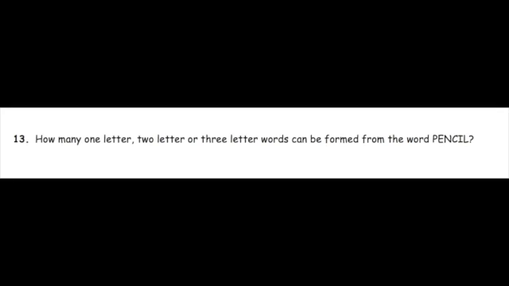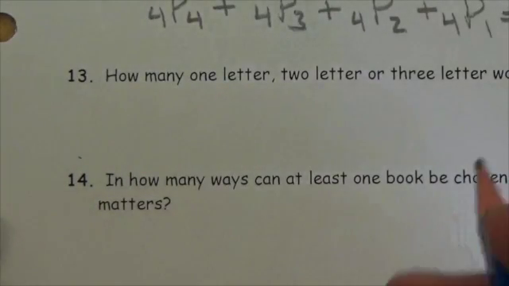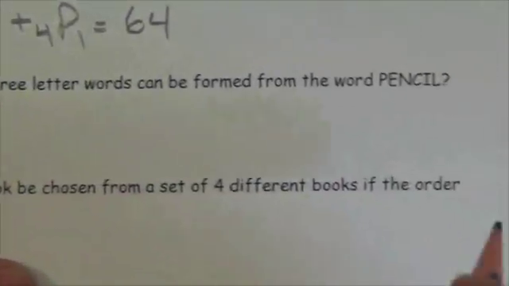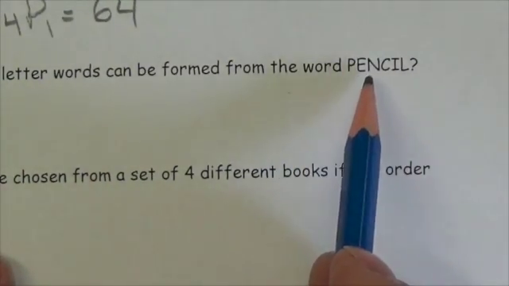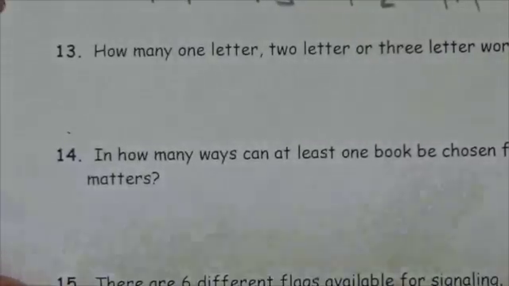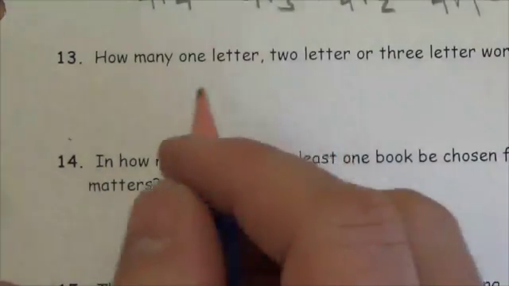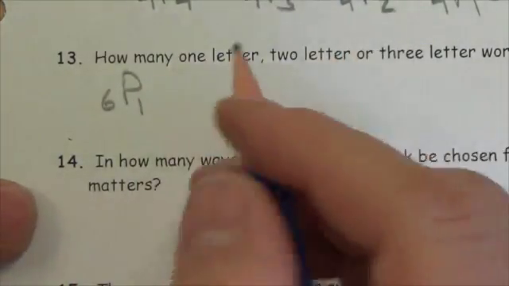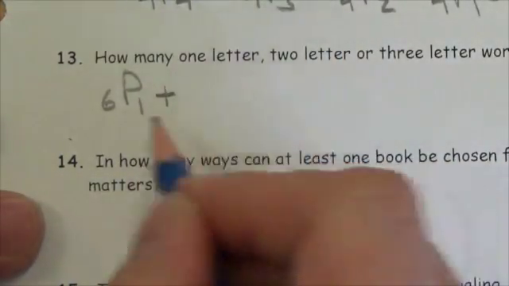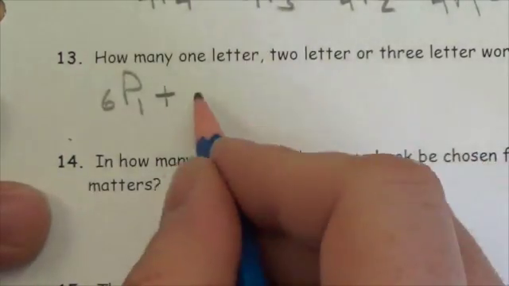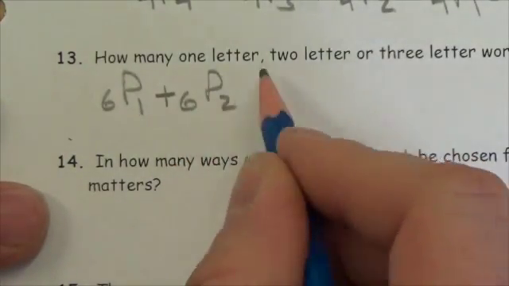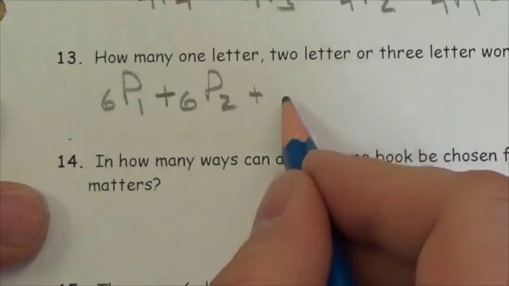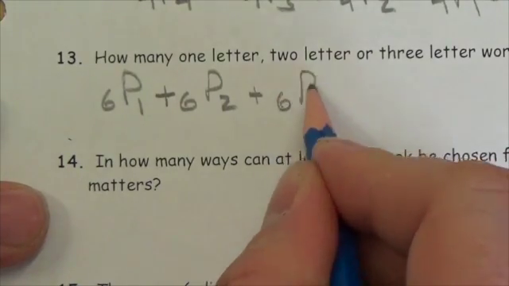How many 1-letter, 2-letter, or 3-letter words can be formed from the letters in the word pencil? Before we answer this question, we've got to figure out how many letters there are in the word pencil: 1, 2, 3, 4, 5, 6, because there's 6 letters here. So how many 1-letter words could you pick? Well, I could do 6P1, or, and that implies addition, it could be a 2-letter word, in which case it would be 6P2, or it could be a 3-letter word, which would be 6P3.